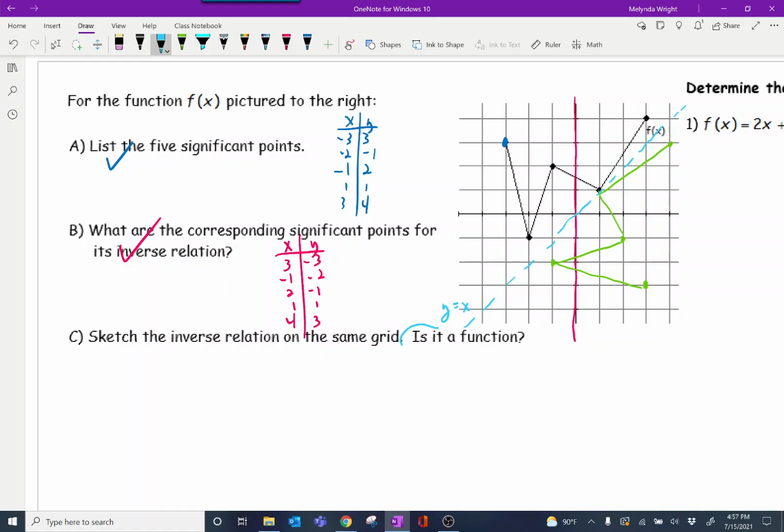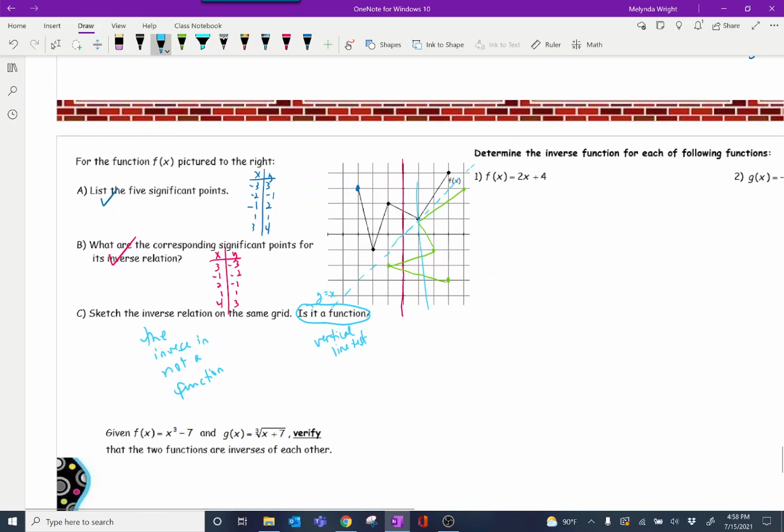Now the question is, is it a function? How do we know if it's a function? Now it's not talking about one-to-one, it's talking about an actual function. Maybe you remember from Algebra 1 how to tell if something is a function or not. Remember that? It's called the vertical line test. If you draw a vertical line and it goes through the graph more than once, which it does here, it's not a function. So the inverse is not a function. All right, so it is not a function. Okay.